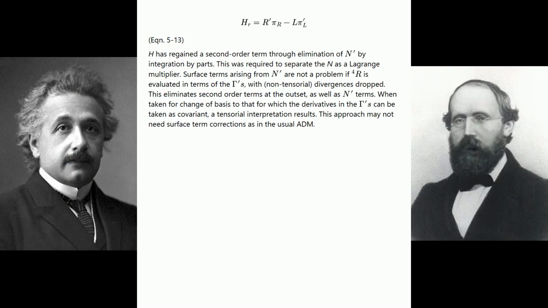See equation 5-13. H has regained a second-order term through elimination of N' by integration by parts. This was required to separate the N as a Lagrange multiplier. Surface terms arising from N' are not a problem if 4R is evaluated in terms of the gamma primes, with non-tensorial divergences dropped. This eliminates second-order terms at the outset, as well as N' terms. When taken for change of basis to that for which the derivatives in the gamma primes can be taken as covariant, a tensorial interpretation results. This approach may not need surface term corrections as in the usual ADM.